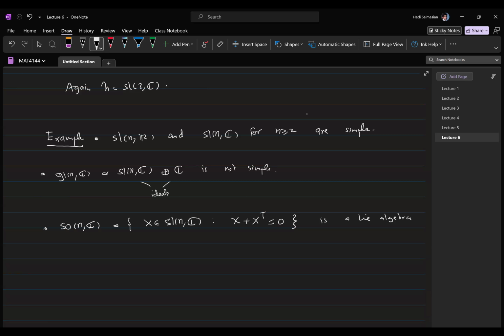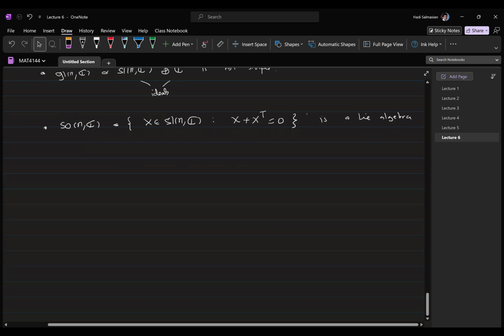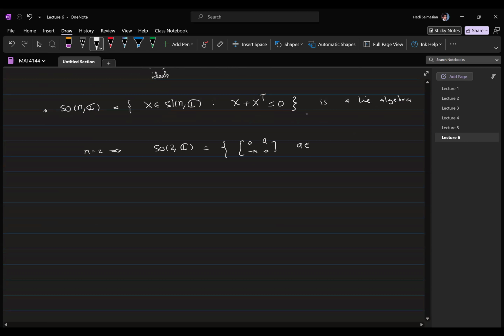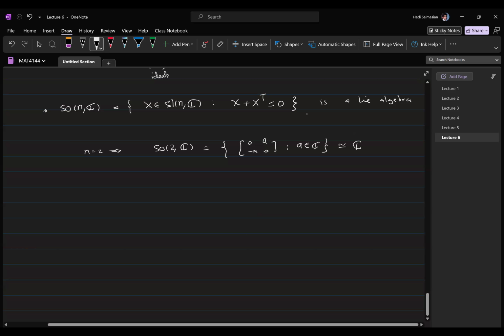What do you think? So let's write some examples. What happens for n equals 2, which is the smallest interesting example? So SO2C is the set of matrices of which form? 0 A, minus A 0. What Lie algebra is this? What's the dimension? It's dimension 1, so it's really isomorphic to C. So we didn't call it simple.